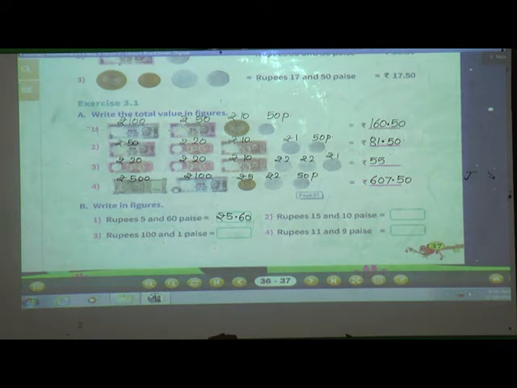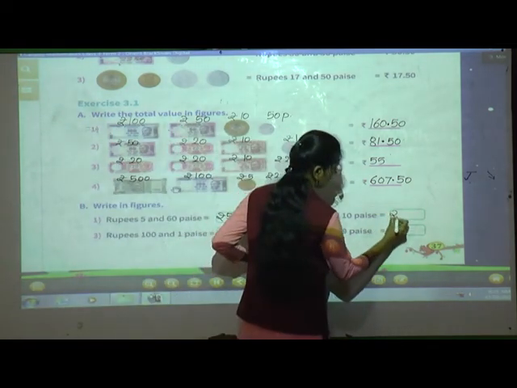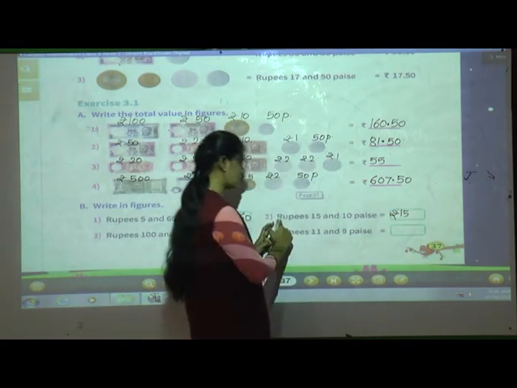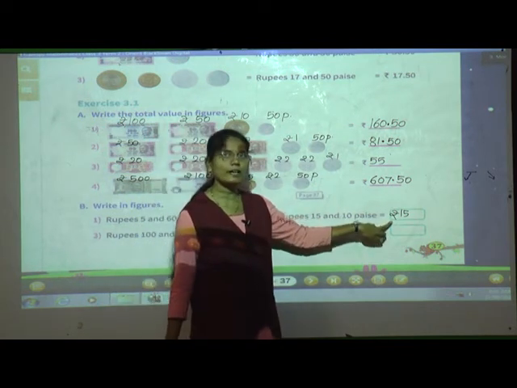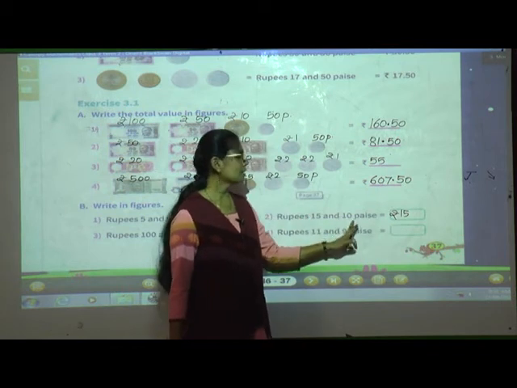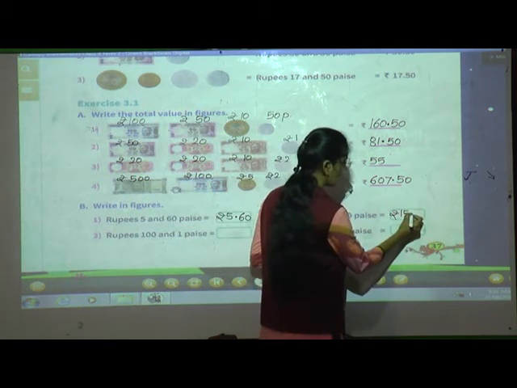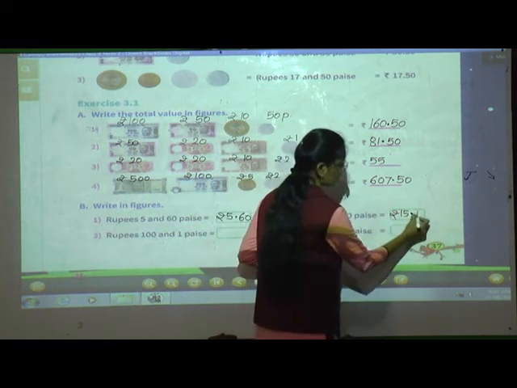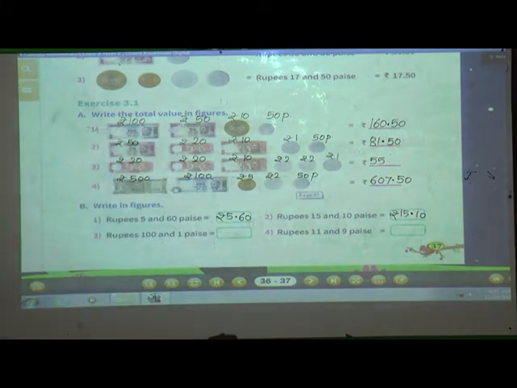Next, second number, rupees 15 and 10 paise. Write first rupees 15. Very easy. First of all, we'll write the rupee symbol, then 15. In this way, you will write rupees 15 and 10 paise. Now, what will you give? You will give a dot and then 10 paise. Just write 10. So, it is 15 rupees 10 paise. Okay. Next, third one.